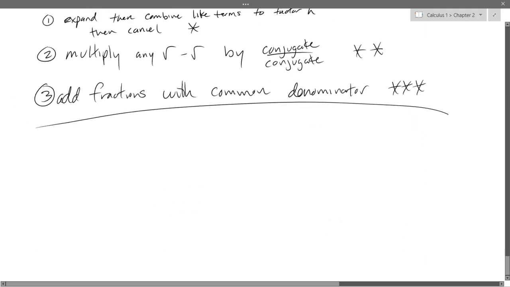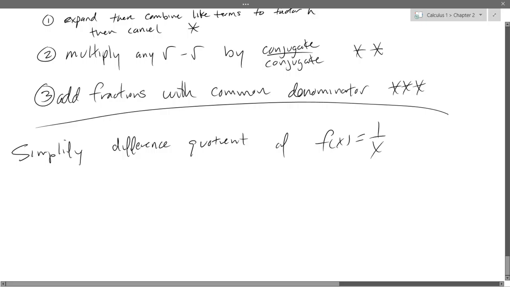All right, last up, common denominator with fractions. So let's simplify the difference quotient of the function 1 over x. So f of x plus h.